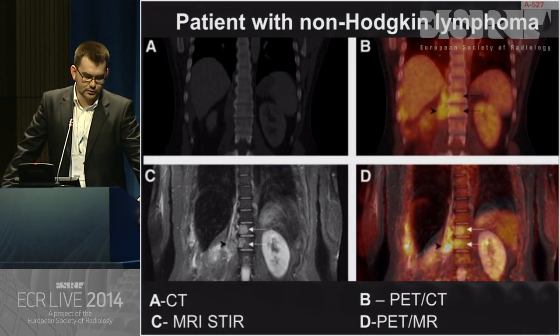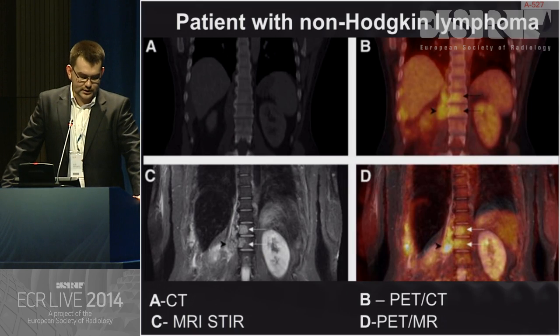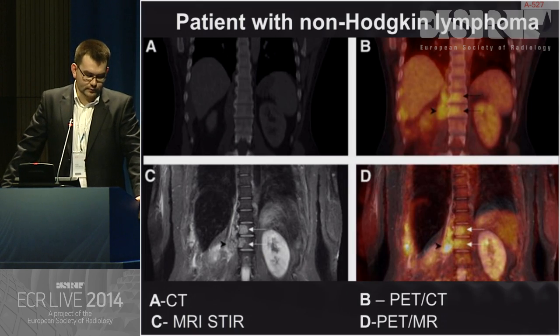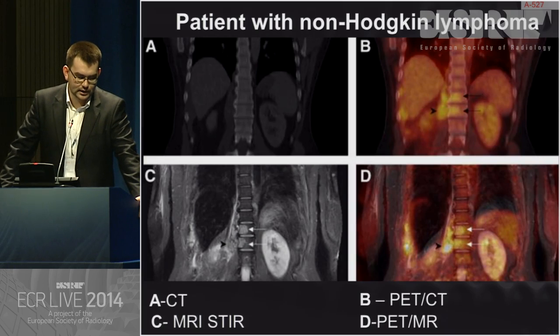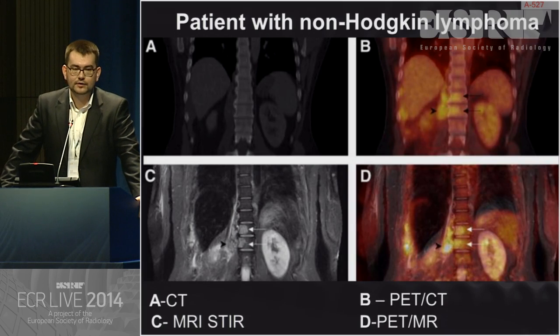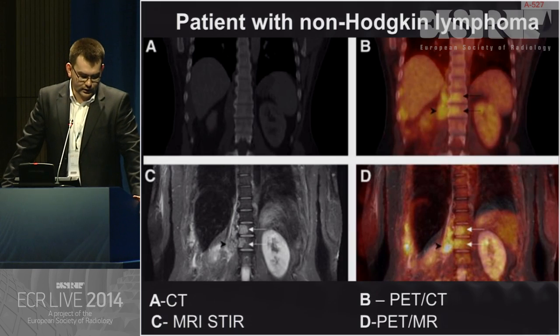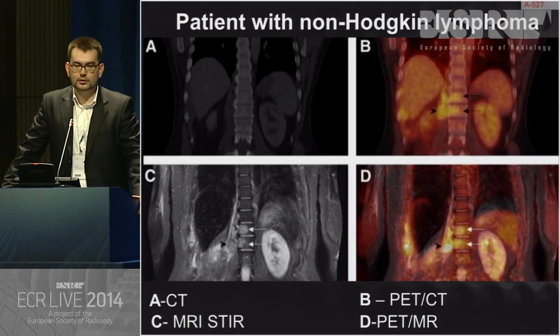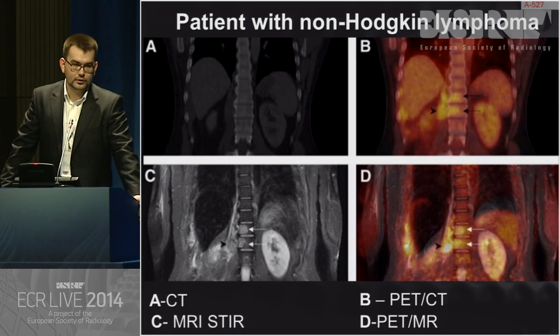Here we can see a patient with non-Hodgkin lymphoma. Bone-windowed coronal CT doesn't depict spread of paravertebral lymphoma masses into the 12th thoracic and first lumbar vertebra, which are visible on a coronal FDG PET-CT. Coronal short tau inversion recovery MRI and coronal FDG PET-MRI better depict and confirm bone infiltration.